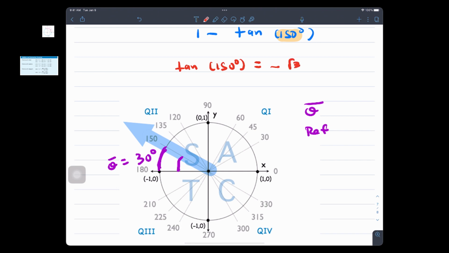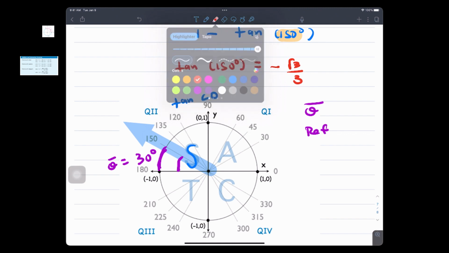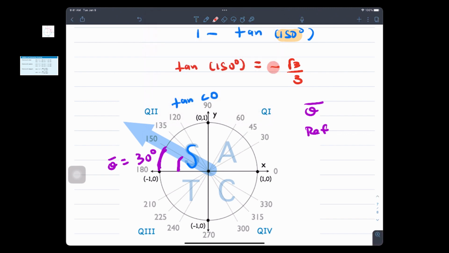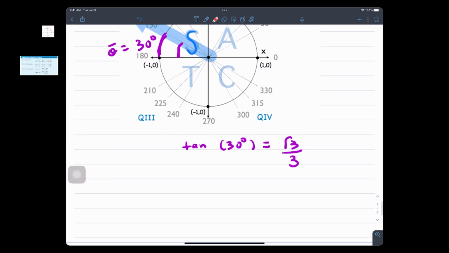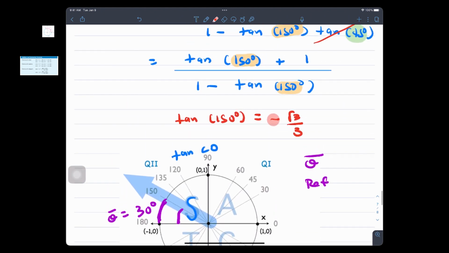Negative. That's right. Why negative? Because all students take calculus. This S means that tangent is negative. Sine is positive, it's the only one. Cosine's negative. So that's why this is negative square root of 3 over 3. Tangent of 30 is square root of 3 over 3. Tangent of 150 is negative.